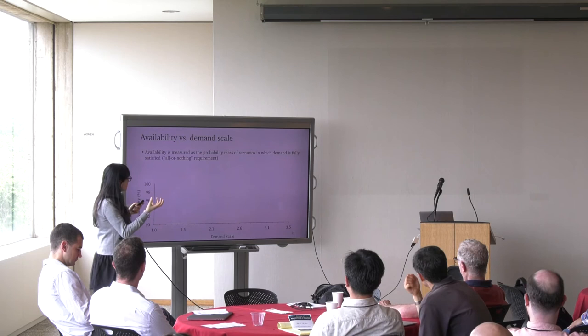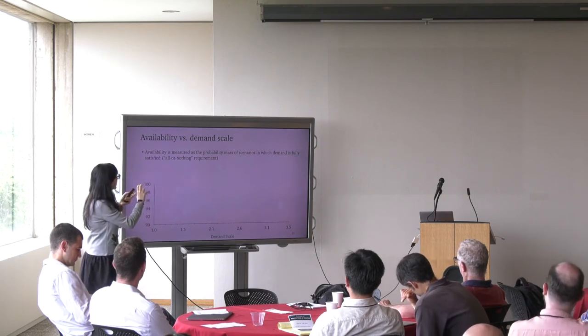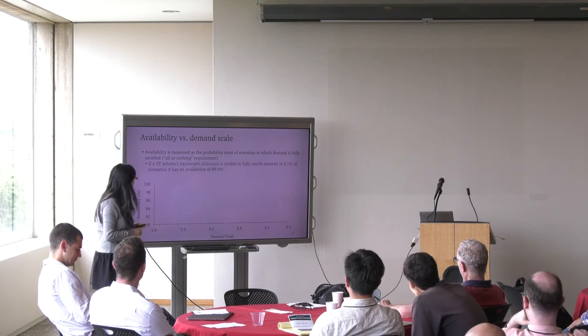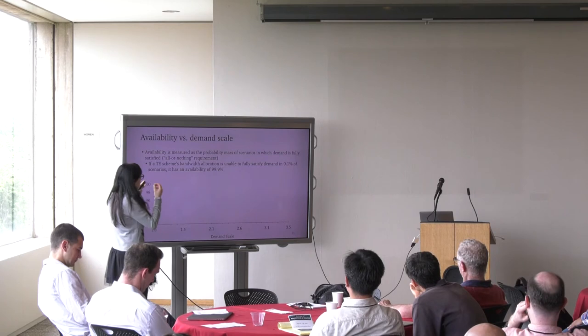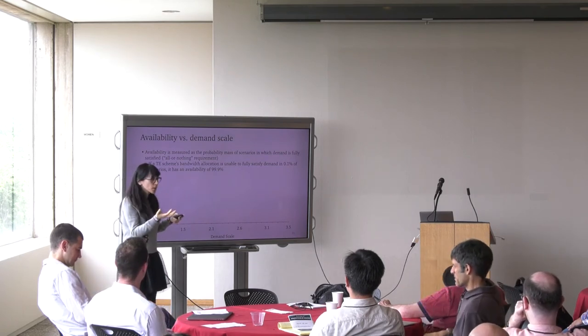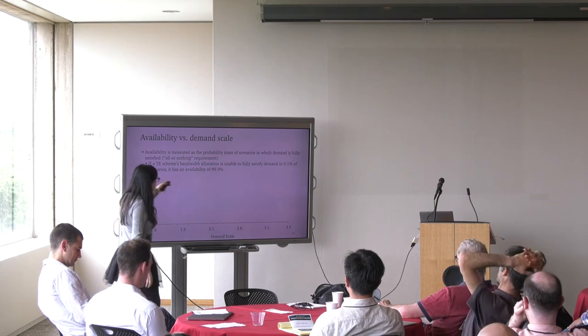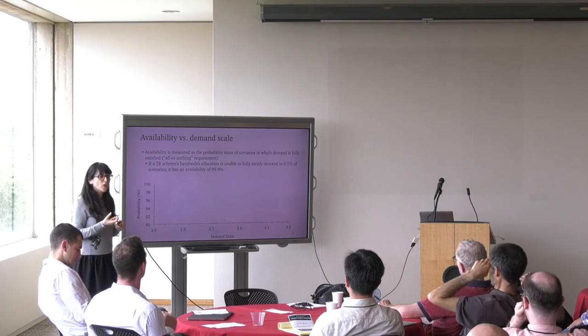And we're going to measure availability as the probability of all the scenarios when the demand is not fully satisfied. So for example, if I have a TE scheme whose bandwidth allocation is not able to fully satisfy the demand 0.1% of the time, then we define the availability of this scheme as 99.9%. This is a pretty stringent way of defining availability.